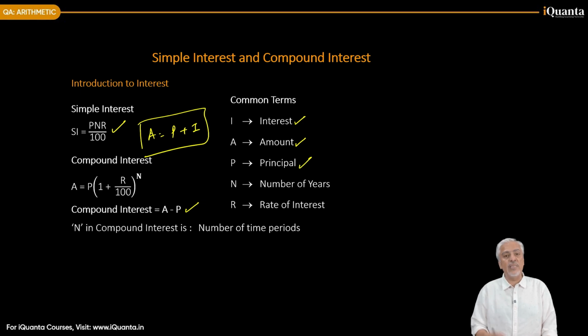P is the principal. This is the amount which you actually are going to invest. N is the number of years and R is the rate of interest which you're charging or you're earning or whatever you want to call it. Okay, so this will come the formulas.